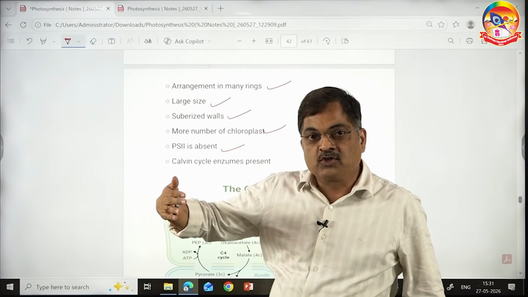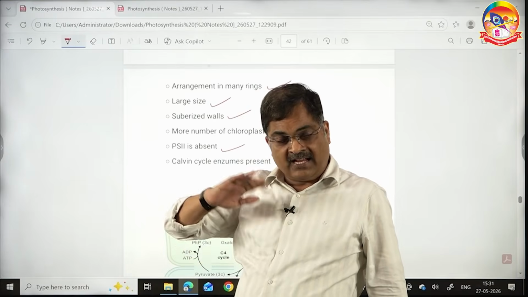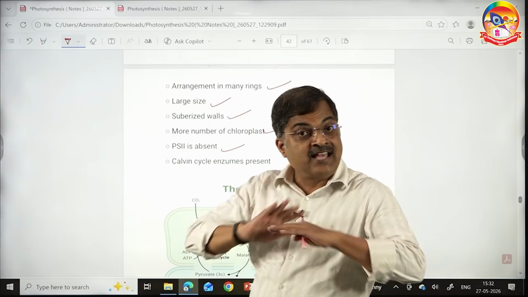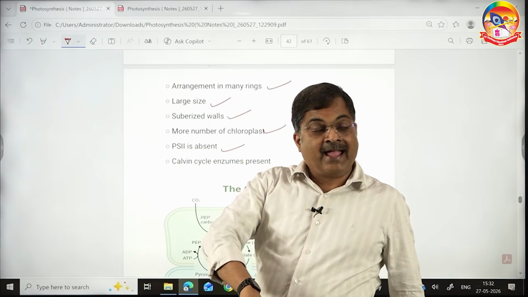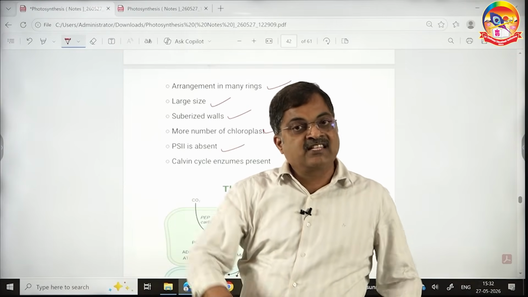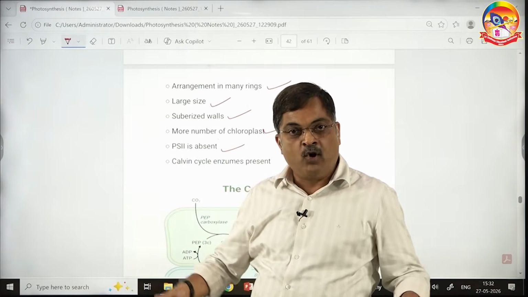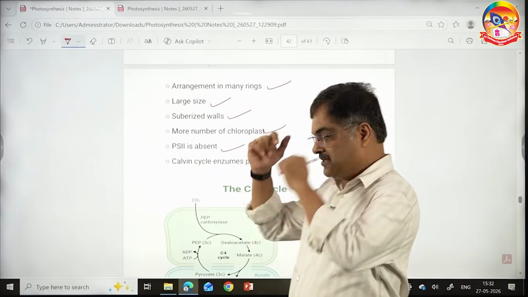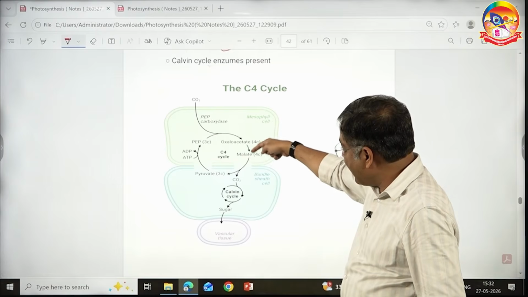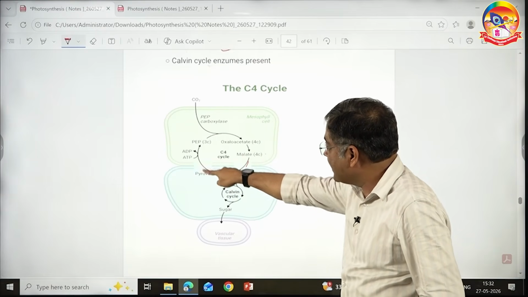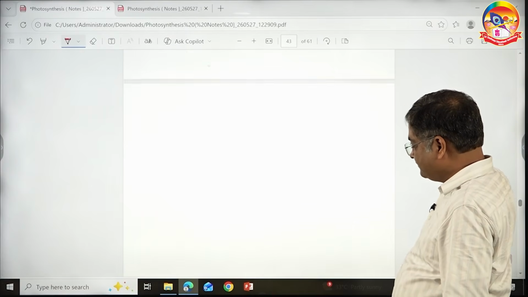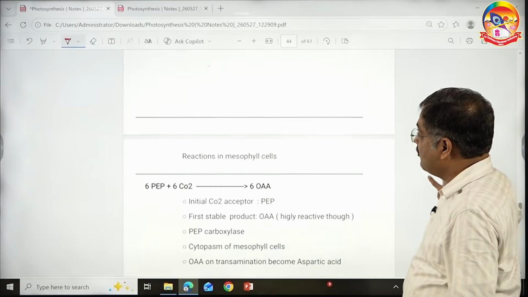So in the chloroplast of mesophyll cell, grana is seen, Calvin cycle enzymes are absent. In the chloroplast of bundle sheath cell, grana is absent but Calvin cycle enzymes are present. Means within the same plant, mesophyll cell and bundle sheath cell differ in chloroplast. Dimorphism is seen in C4 plants. PEP, CO2, oxaloacetic acid, malic acid is transported, CO2, Calvin cycle, pyruvic acid is transported back. All right, that's about C4 pathway.